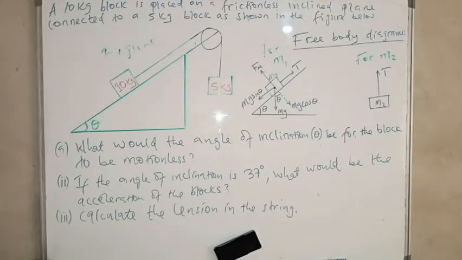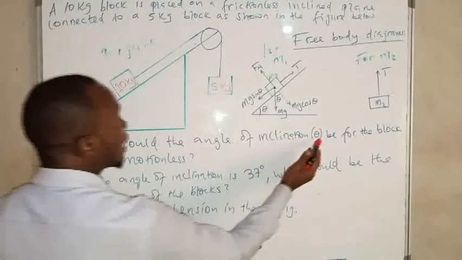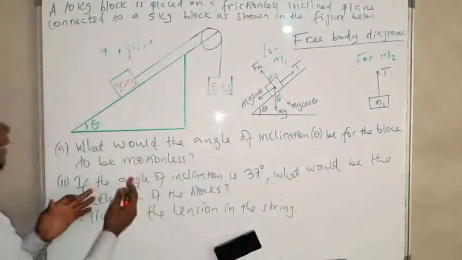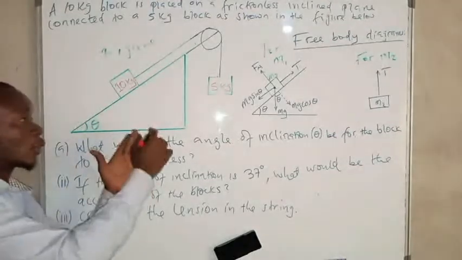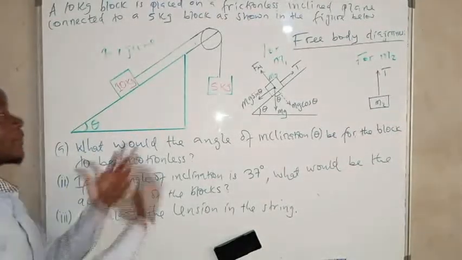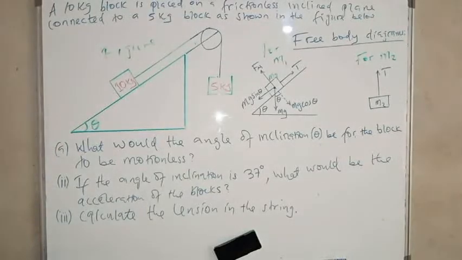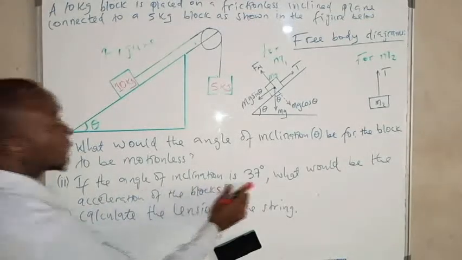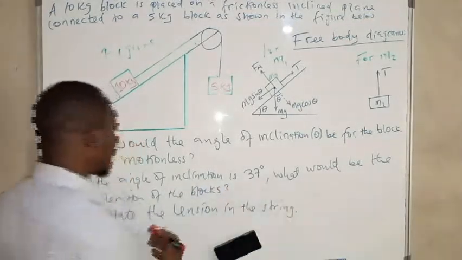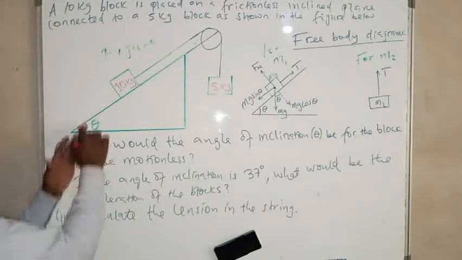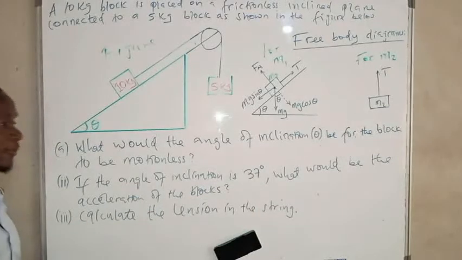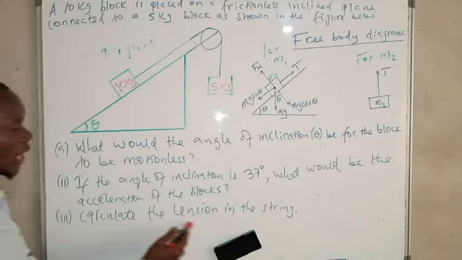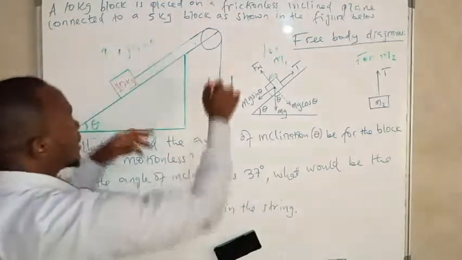So the first question is, what would the angle of inclination be for the block to be motionless? What angle should this be so that the blocks remain at rest, so that they do not move? Then the second part is, if the angle of inclination is 87 degrees, what would be the acceleration of the blocks? And the third question is, calculate the tension in the string.